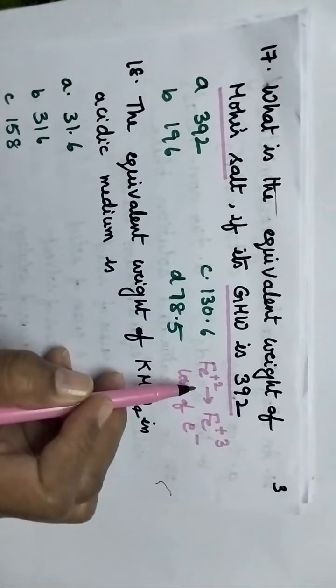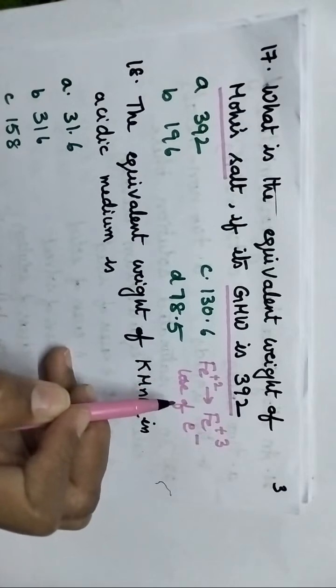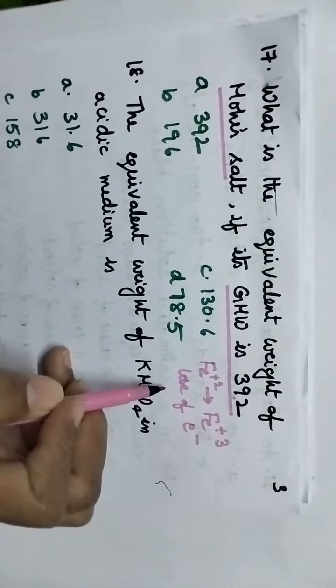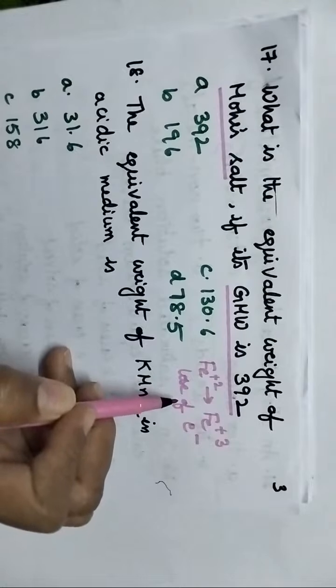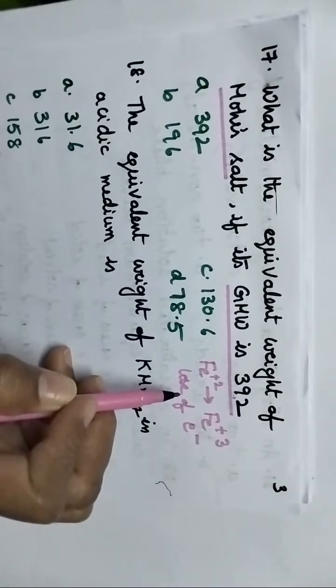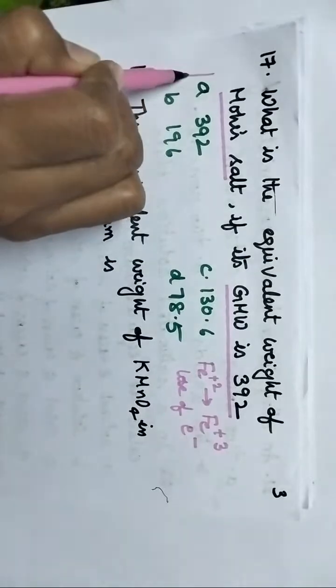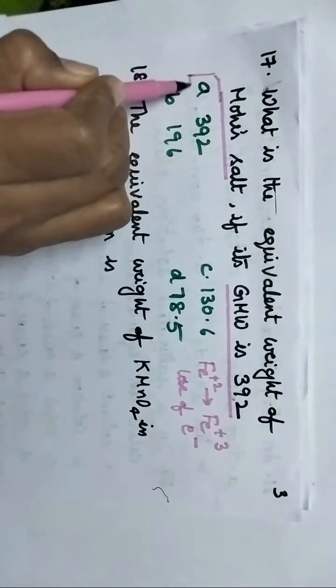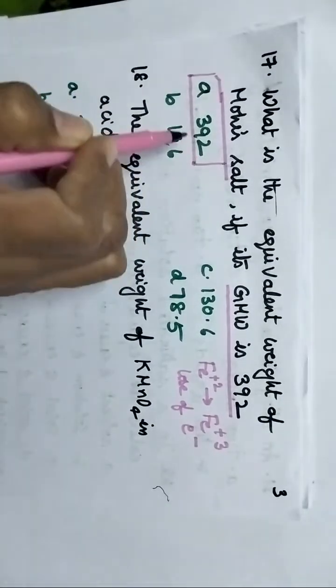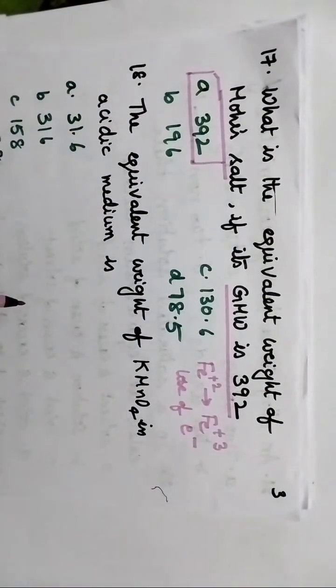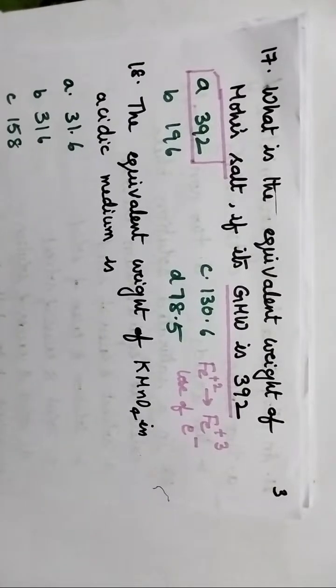Gram molecular weight divided by the number of electrons lost gives the equivalent weight. Here only 1 electron is lost, so gram molecular weight by 1 is again equal to the molecular weight. So option A is the right answer, that is 392. Very good, Sai, Leela.